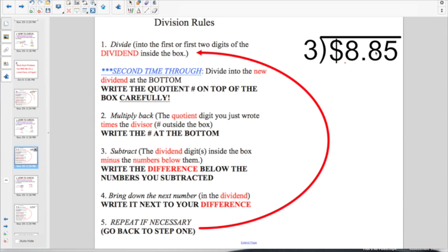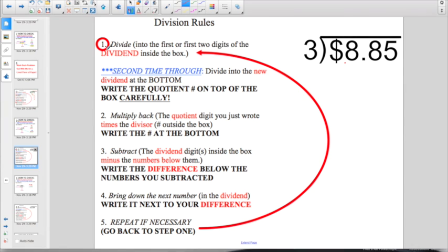So before we start dividing, I'm going to let you know that in our math book, anytime you're dividing a money problem, you will never, ever, ever have a remainder. So if you are dividing a money problem and you end up with a remainder, that should be a pretty good indicator right there that you did something wrong.